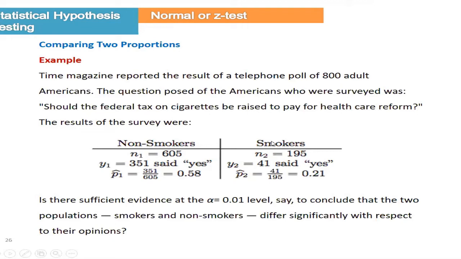Only the mean you can compare by Z test. We can compare the proportion, two proportions, whether equal or not. So here there is a question.